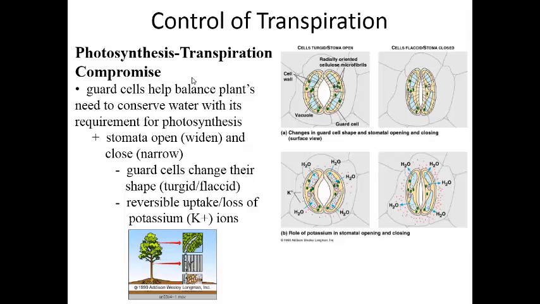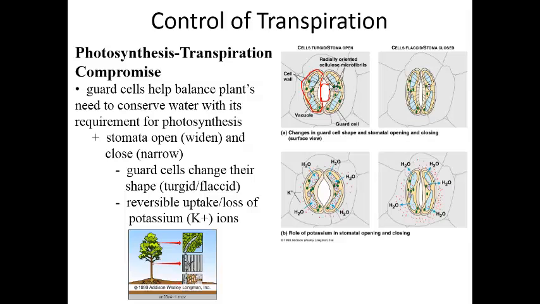In order to control the amount of transpiration, the plant is going to use the guard cells that are on either side of the stomata. The stomata are the holes in the plant leaves by which gases can enter or leave, but they are also the holes in which water is going to transpire out of. These guard cells have the ability to control whether or not the stomata are open or closed.